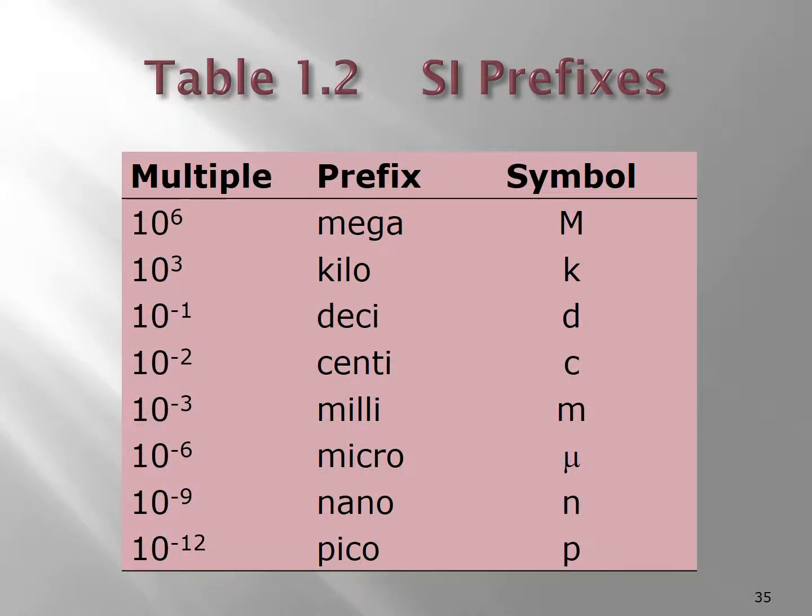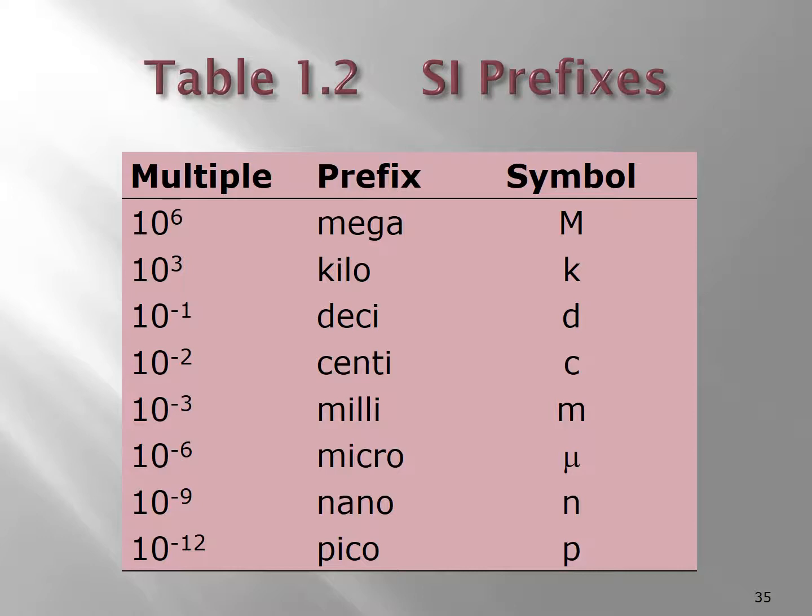So the standard would be the base unit, which would not have a prefix. If it's 1/10 of the base unit, then it's a deci. 1/100th, or 10 to the minus 2, is centi. 10 to the minus 3, or 1/1000th, is milli. 10 to the minus 6, or 1/1,000,000, is micro.